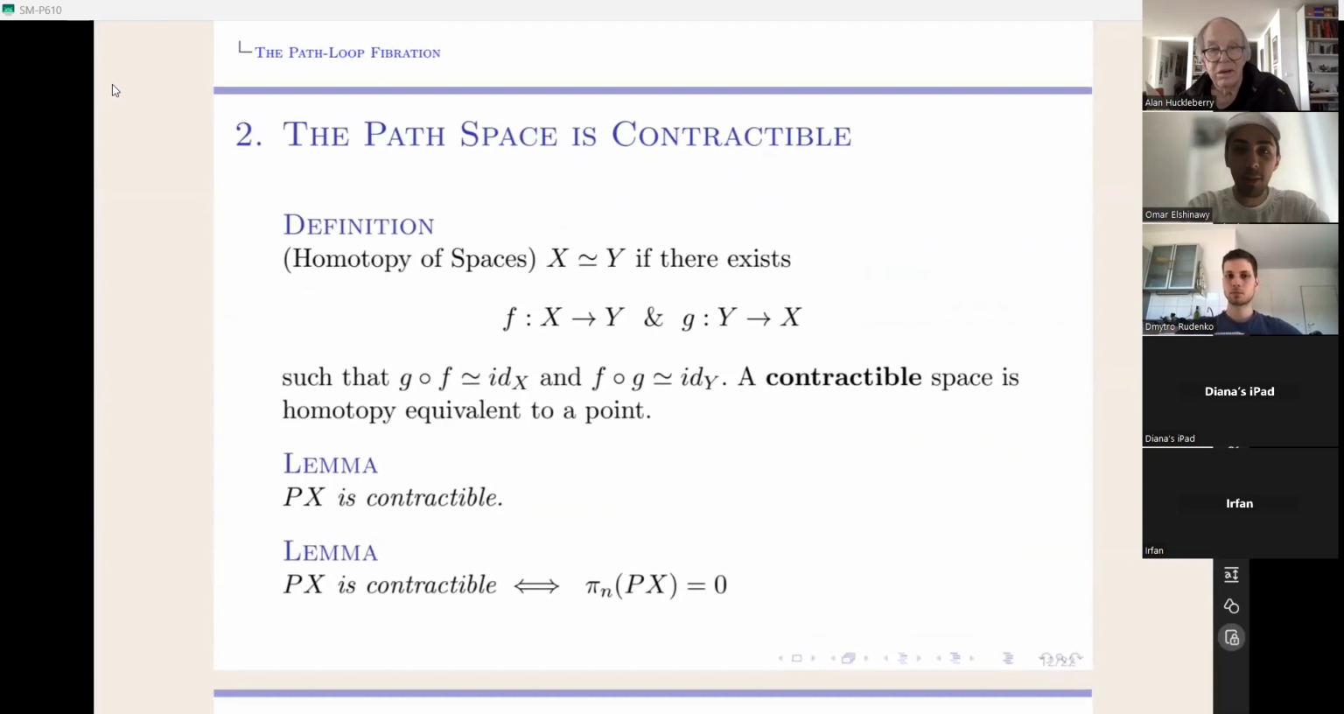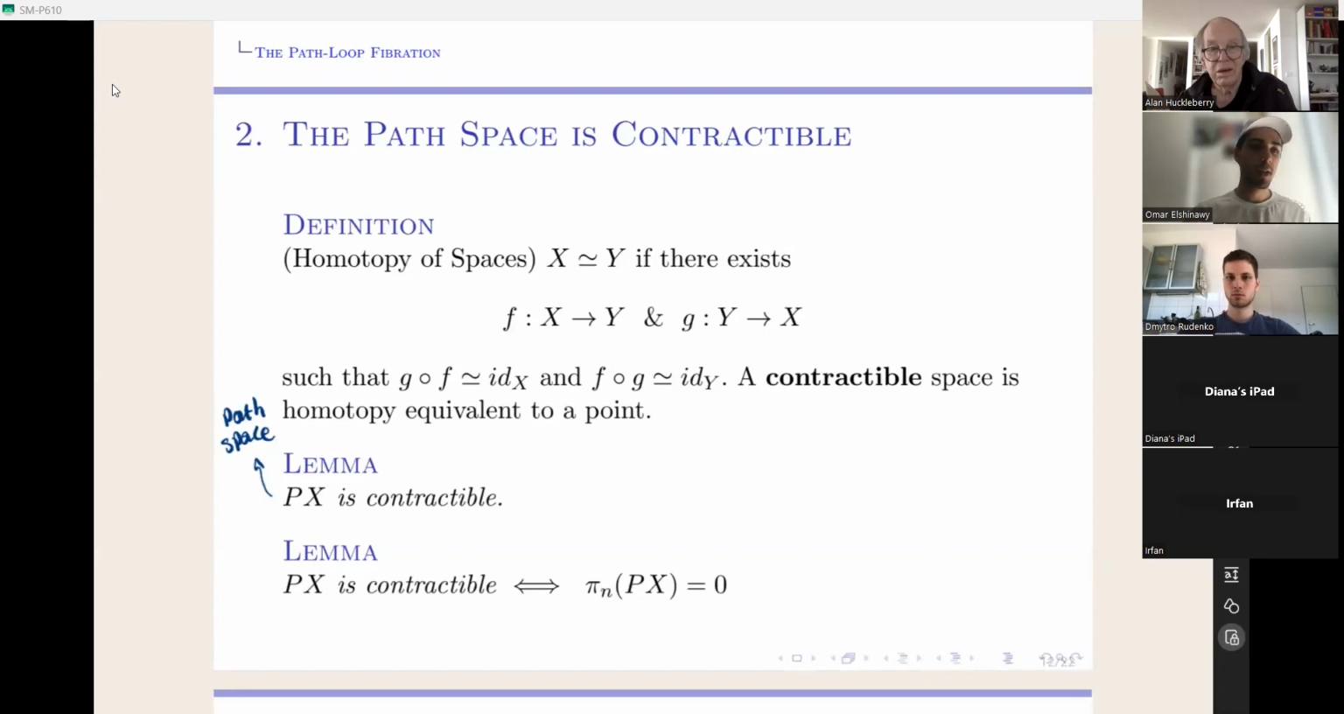And the second ingredient we will need is that the path space is contractible. So this is the path space. I'll write it not to cause any confusion. And it turns out that this space is actually contractible. And what does contractible mean? It just means that you can shrink it to a point. Intuitively, this should be obvious.